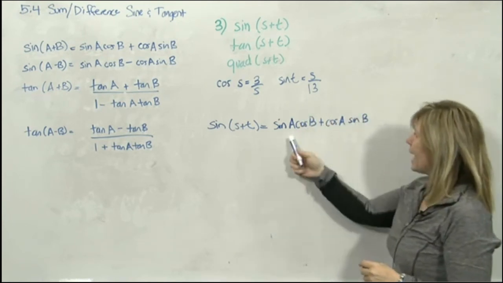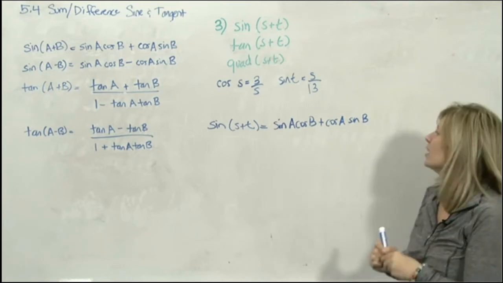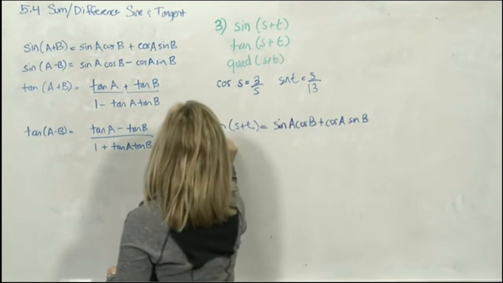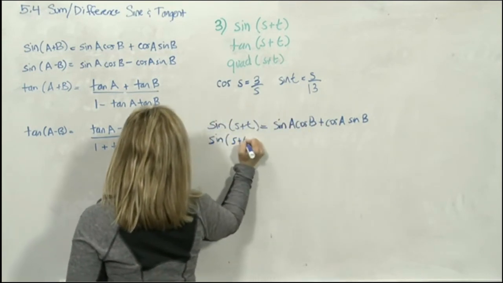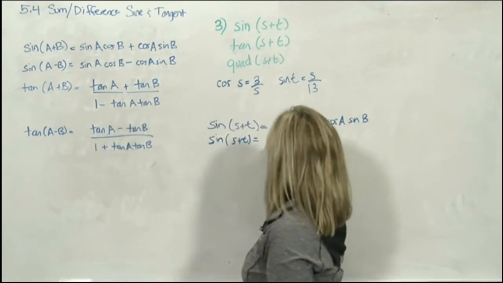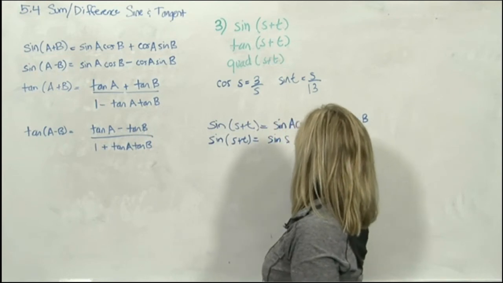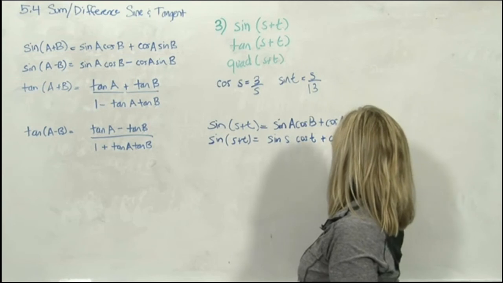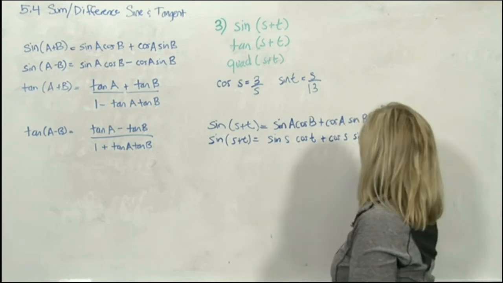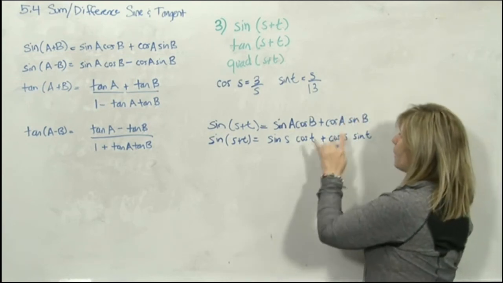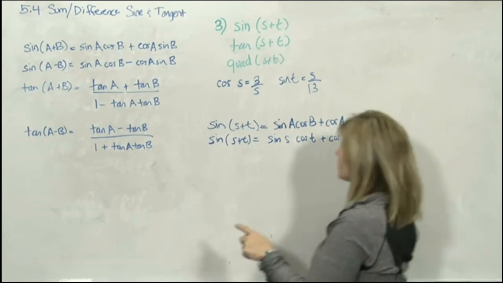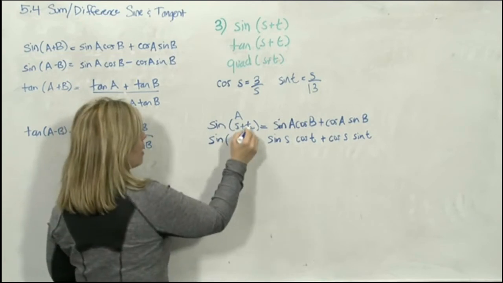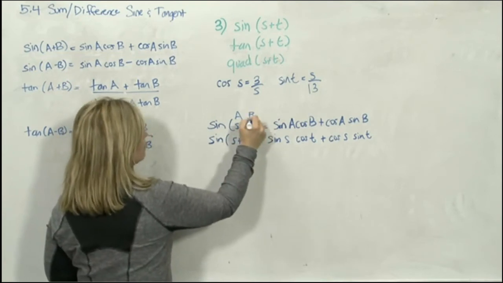But instead of using a's and b's, what are they using, guys? That's right. They're using s's and t's. So I'm going to rewrite this with the s's and t's. So the sine of s plus t equals sine s cosine t plus cosine s sine t. Wherever there was a, I put angle s, because that's what's happening here. S is in the a. And wherever I have t, I put for b.